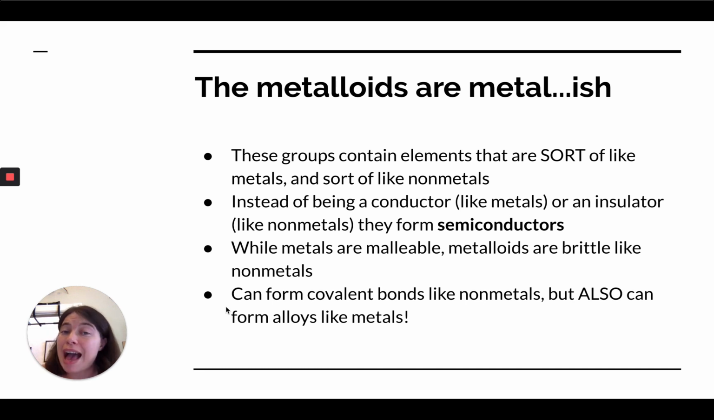So you can form alloys with the metalloids, but they can also form covalent bonds, which is something you normally only see with the nonmetals. Most metals can't form covalent bonds, but the metalloids can. So the metalloids, they're sort of like metals, they're sort of like nonmetals. Really, they're the in-between group. They're the boundary, the border between things that are metals and things that are nonmetals.